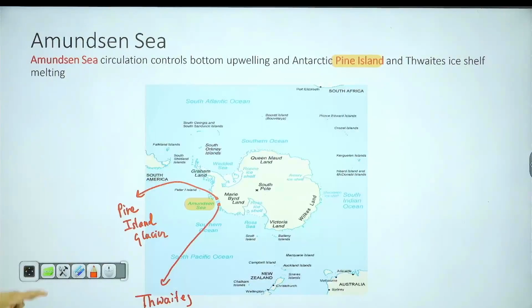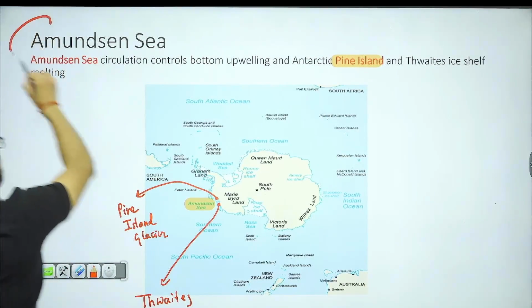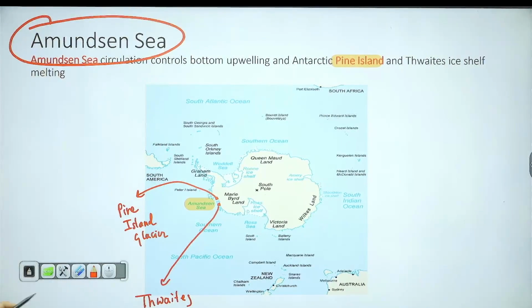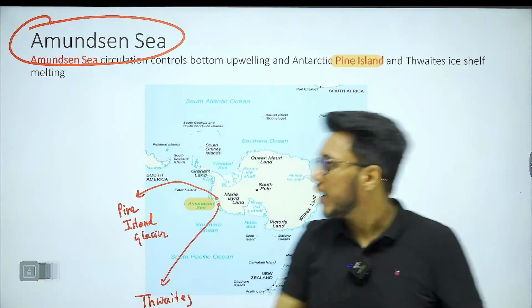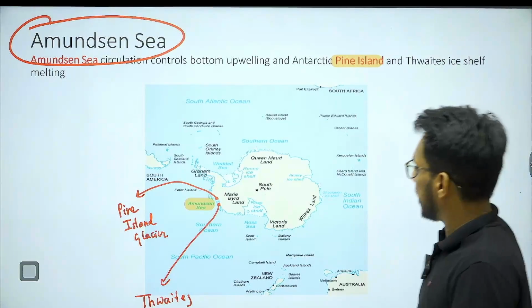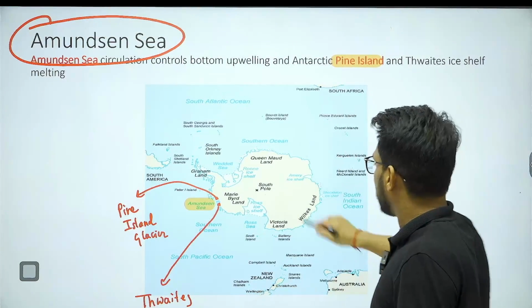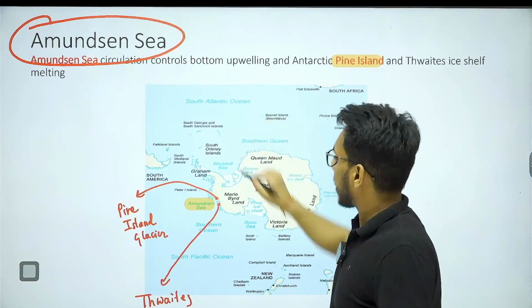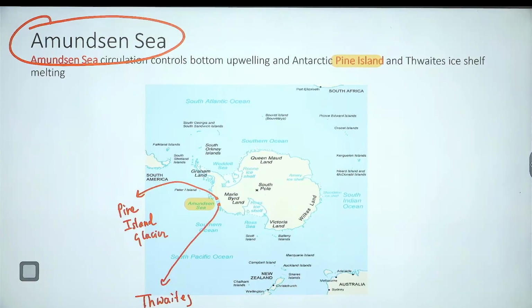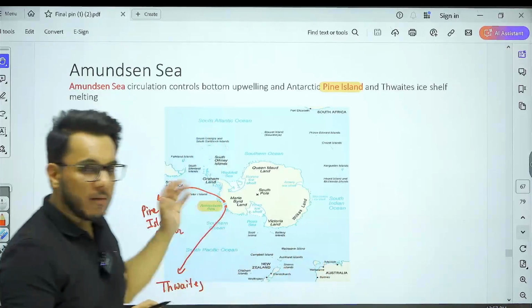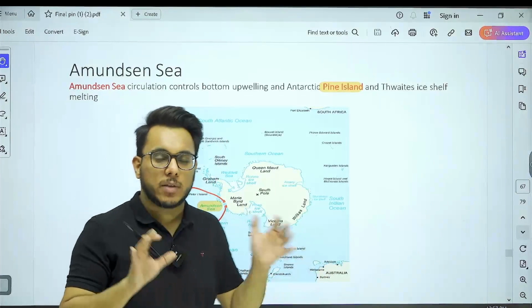Okay, the next one, Amundsen Sea. Find Amundsen Sea. Now Amundsen Sea, where is it located? Again, it is located in the Antarctic. Fine guys, I hope that you have understood Amundsen Sea, part of Antarctica.